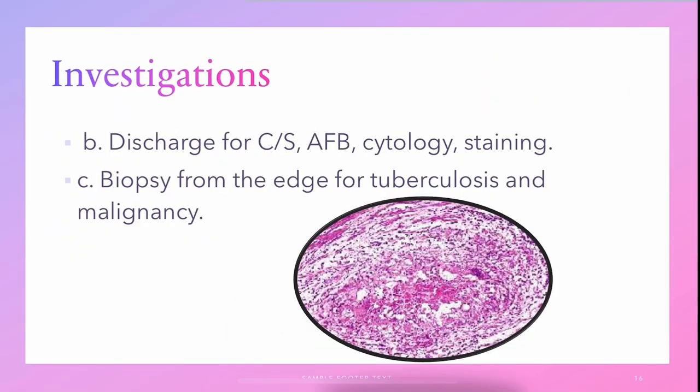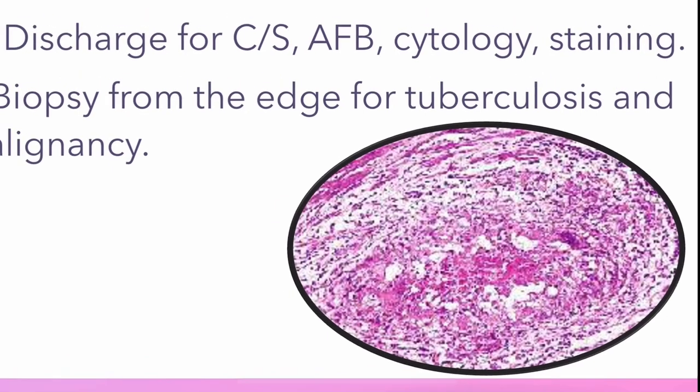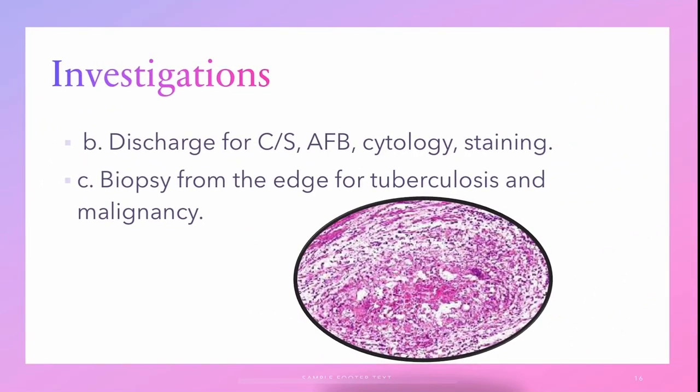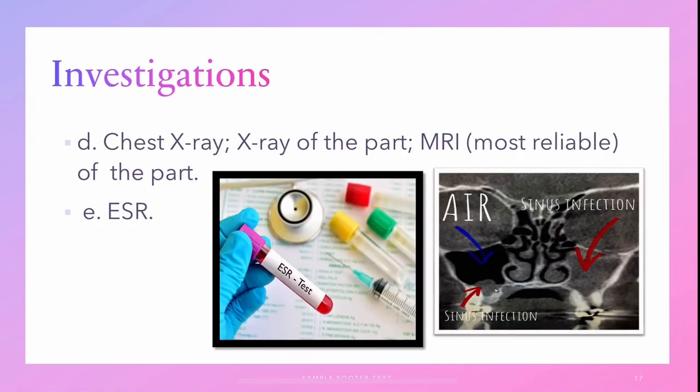Moving on to the next investigations, the discharge coming out from the sinus has to be sent for cytological study, AFB cytology, as well as staining, acid-fast bacilli stain and everything. Biopsy from the edge for tuberculosis and malignancy. So if the sinus is there and it's a condition of TB, we need to take a biopsy so that we can find out if there is any malignancy or tuberculosis.